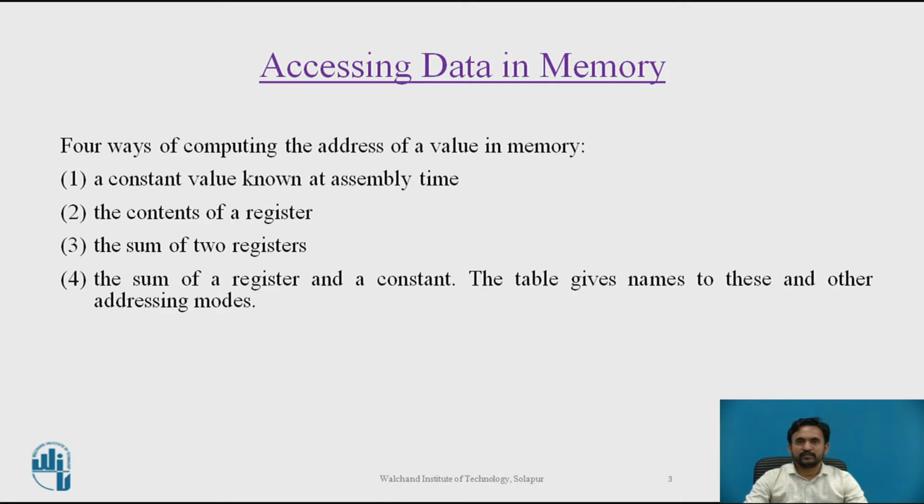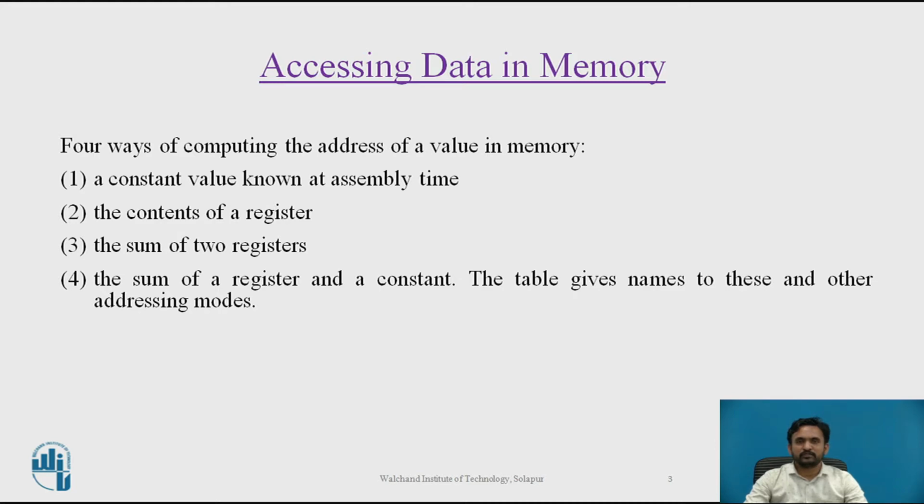Let us check accessing data in memory. Here we are discussing the different ways of computing the address of a value in memory. There are the following steps. Step 1 is a constant value known at assembly time, like an immediate value which we are going to access at assembly time.